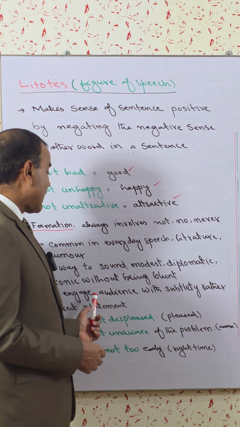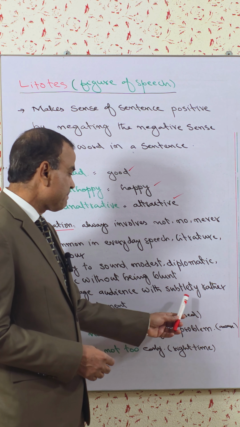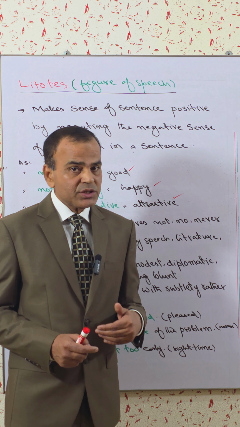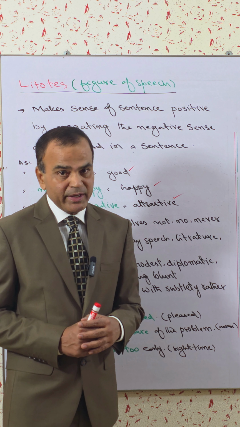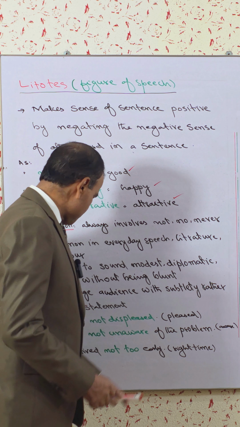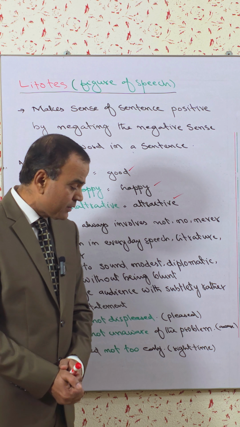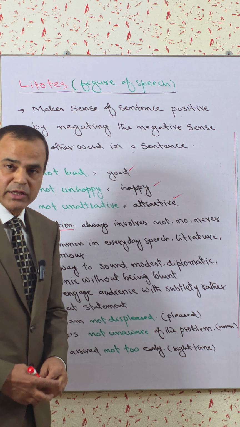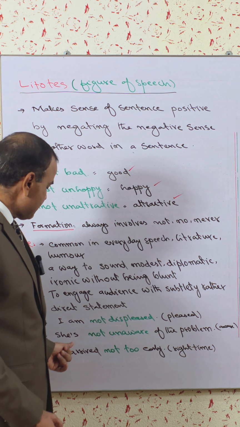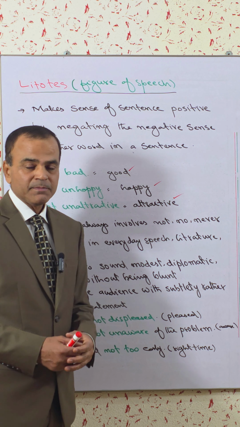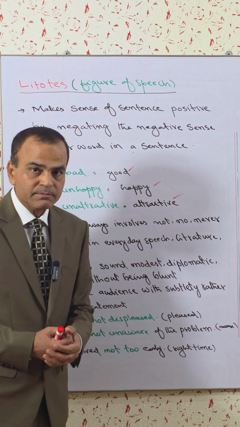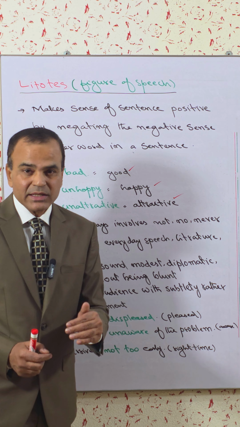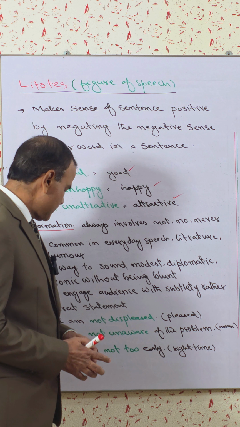Number 3 is to engage the audience with subtlety rather than a direct statement. As I already told you, British English does not encourage blunt statements in spoken language. So let us further understand this through other examples. These are simply phrases, but let us also learn them in sentences. I'm not displeased. I can also say I'm pleased, but I'm not displeased. I'm making things a little subtle, not rude.